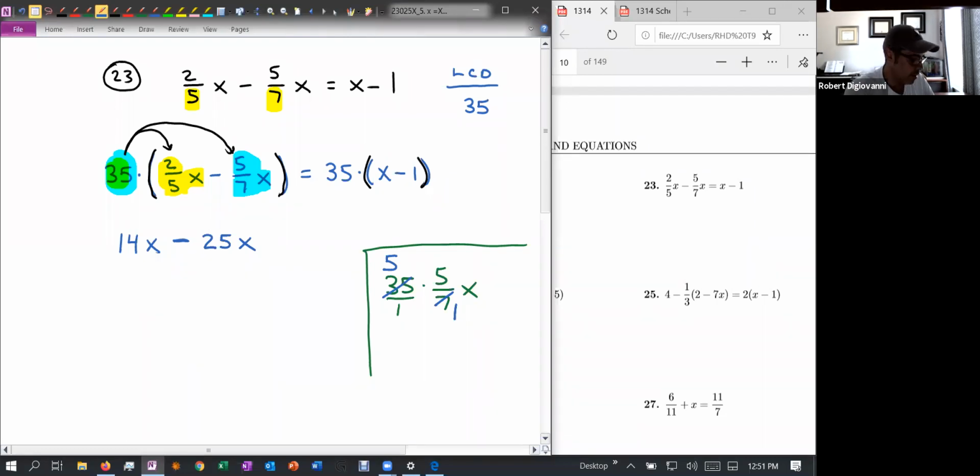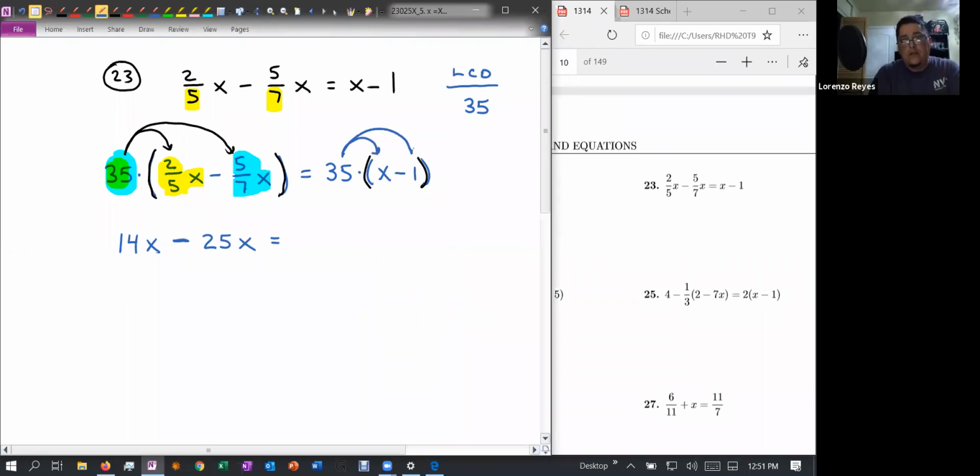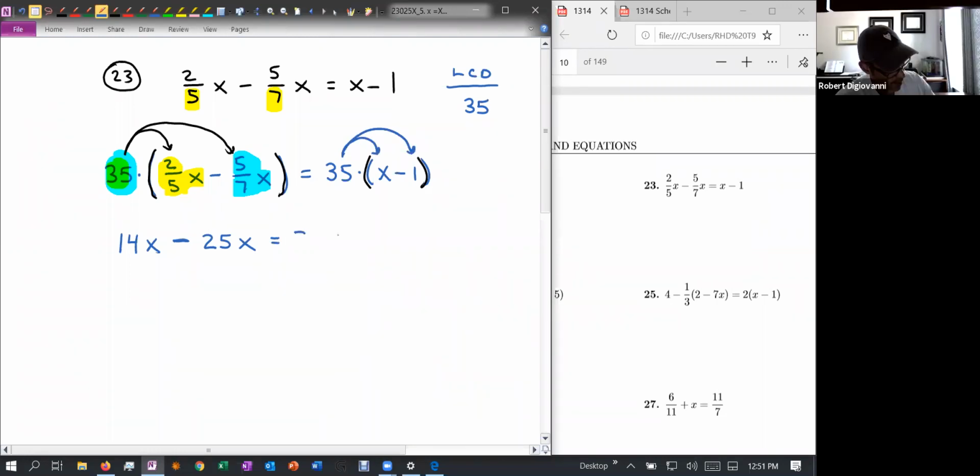No? Okay, what about the right-hand side? We're done on the left, we've distributed. What about the right-hand side? Okay, so we're going to do 35 times x, which gives us 35x. And then minus 35 times 1, right? 35. Which gives us 35.